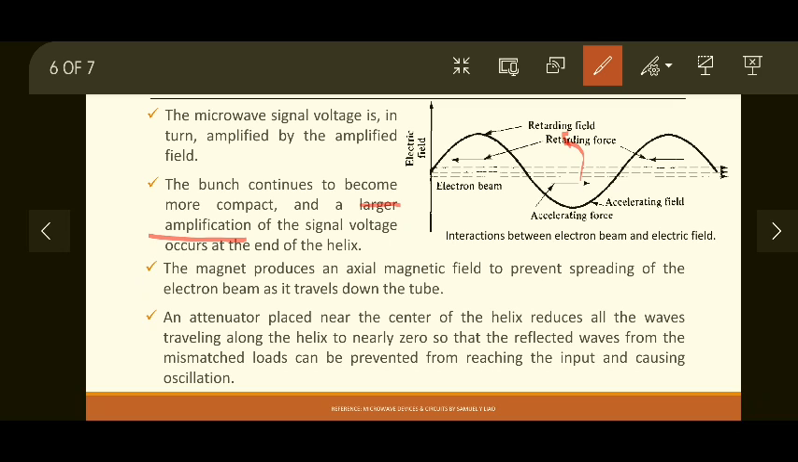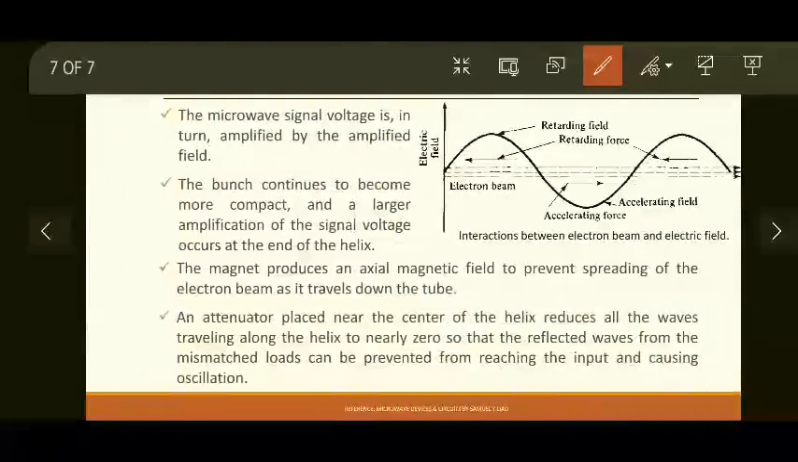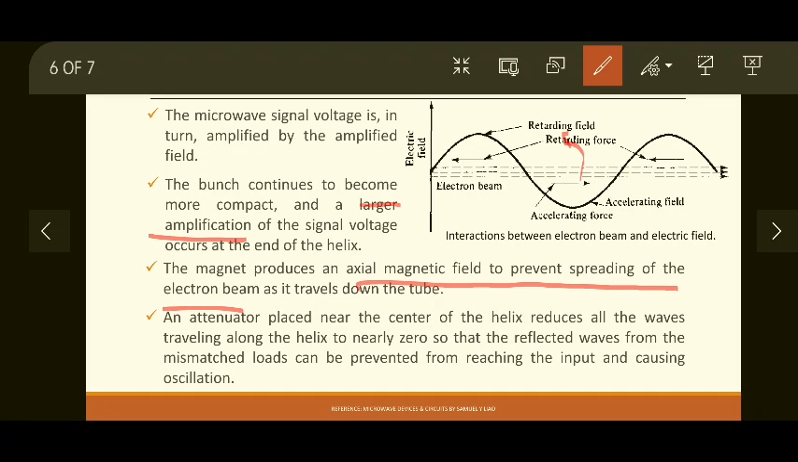Okay, the magnet produces an axial magnetic field to prevent spreading of the electron beam. In the diagram we have seen there are two magnets over here. These are used for focusing the electron beam inside the tube, and because of that, the axial magnetic field prevents spreading of the electron beam as it travels down the tube.